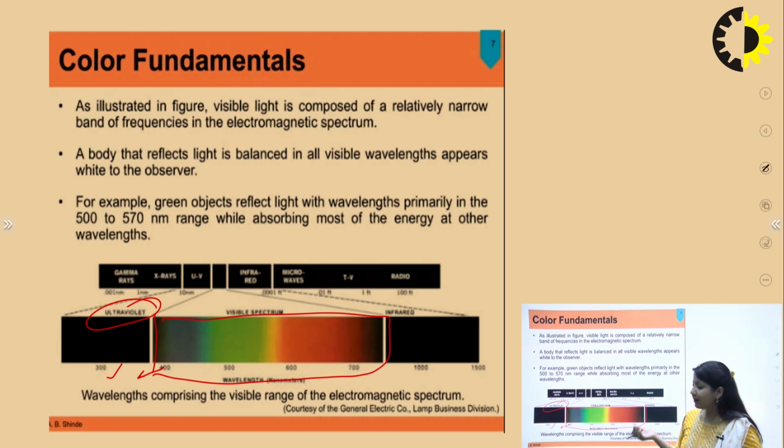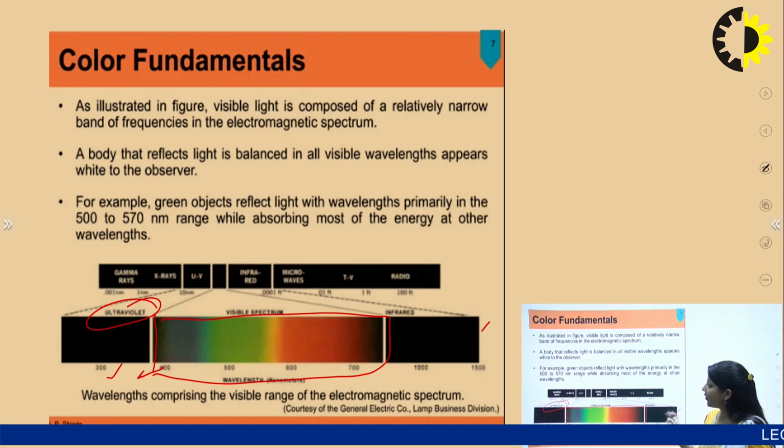So we need a different spectrum. For viewing this spectrum, we need different instruments. After 700 we have the infrared range. So already we know about these wavelengths and about this spectrum.